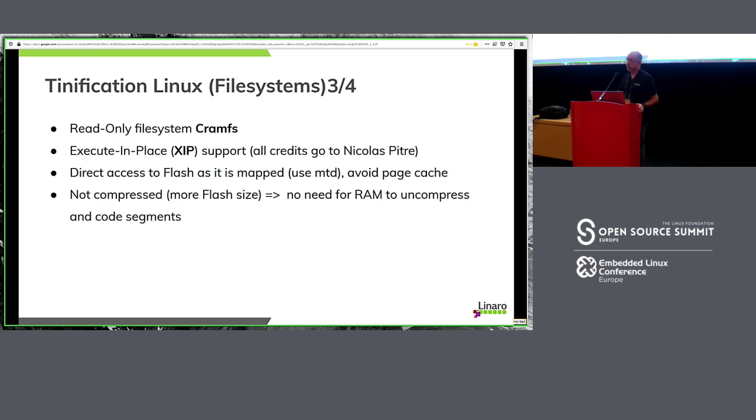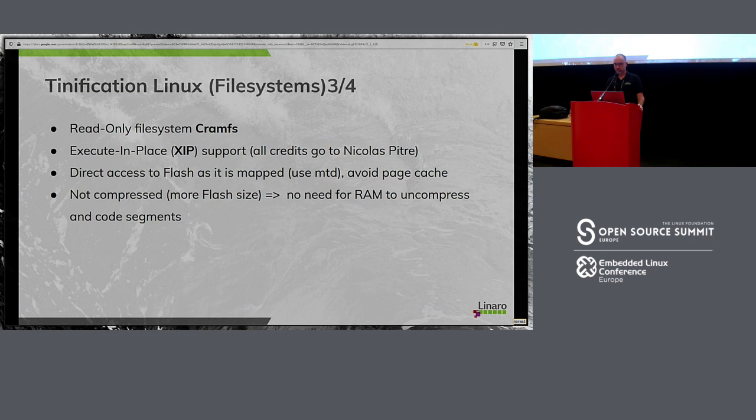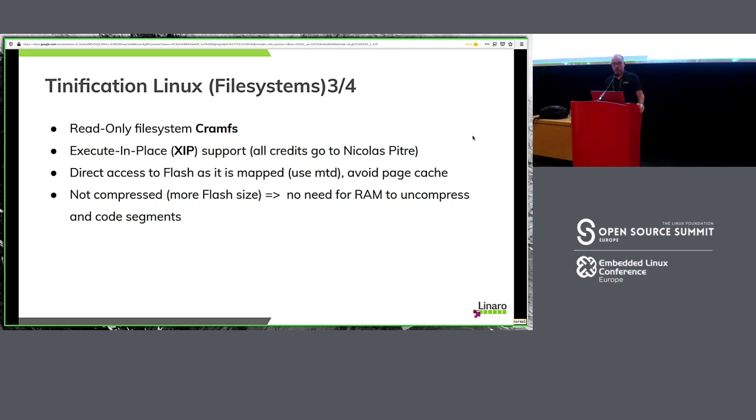Regarding the root file system, we chose CramFS because it allows us to use XIP also for the root FS. We want to thank Nicolas Pitre, who is over there in the back, for his work on this part. It's working out of the box very, very well, so we didn't have any issue with this. It has direct access to flash, doesn't go through the RAM and caches, and you don't need to increase your RAM use because of this.